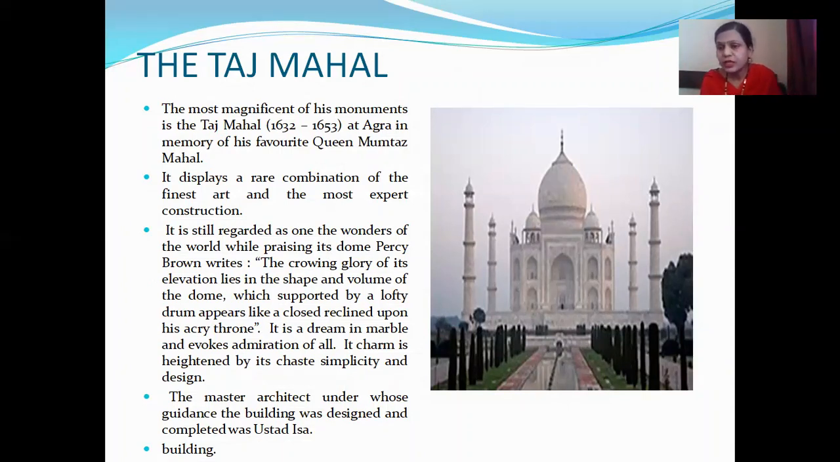In Shah Jahan's time, this Taj Mahal, also called one of the wonders of the world, really is a very beautiful one. Even today, when we visit the Taj Mahal, not only Indians visit, there are many foreigners, European tourists, attracted to it. Until today, it is in a very good condition.